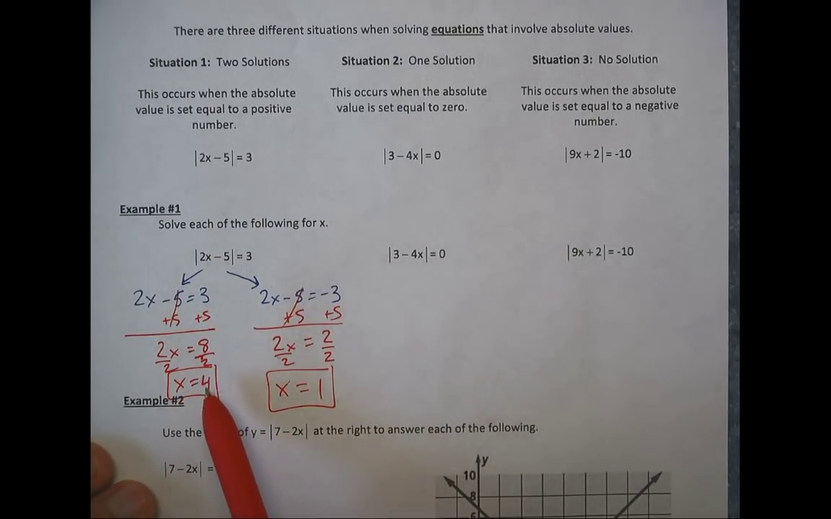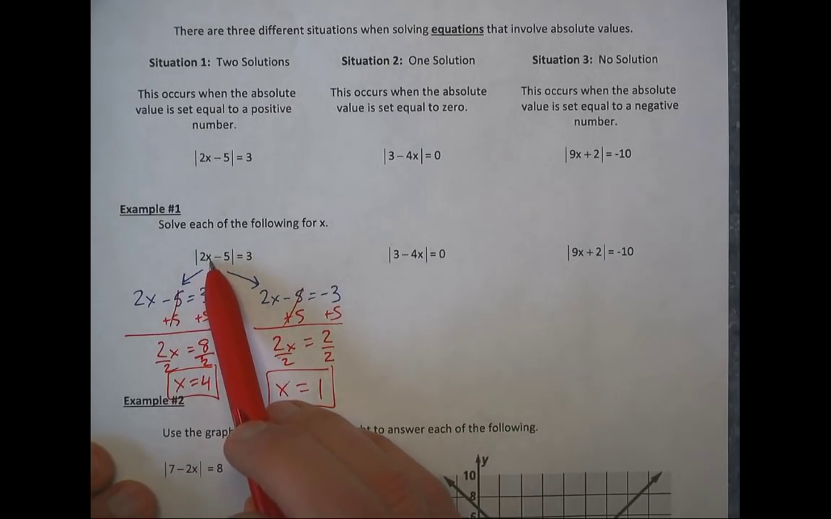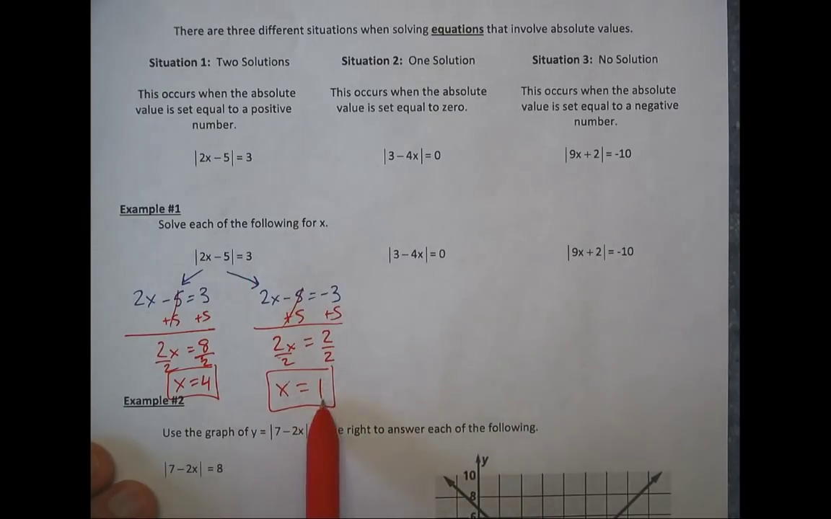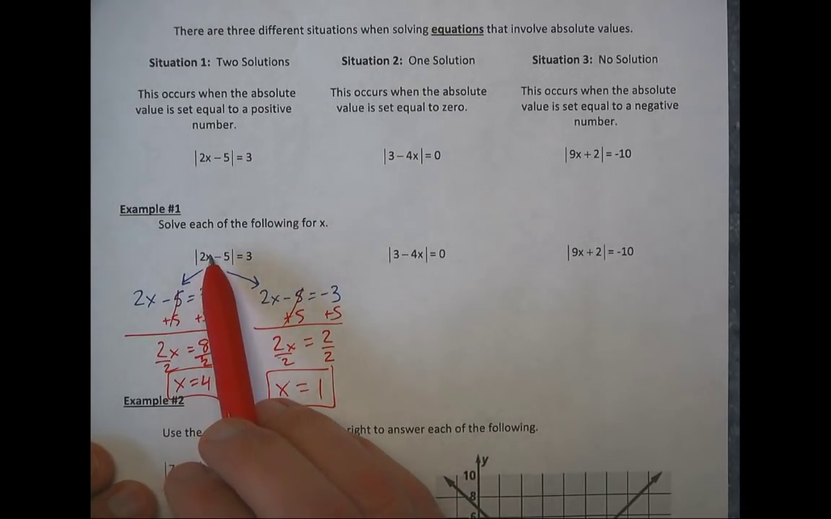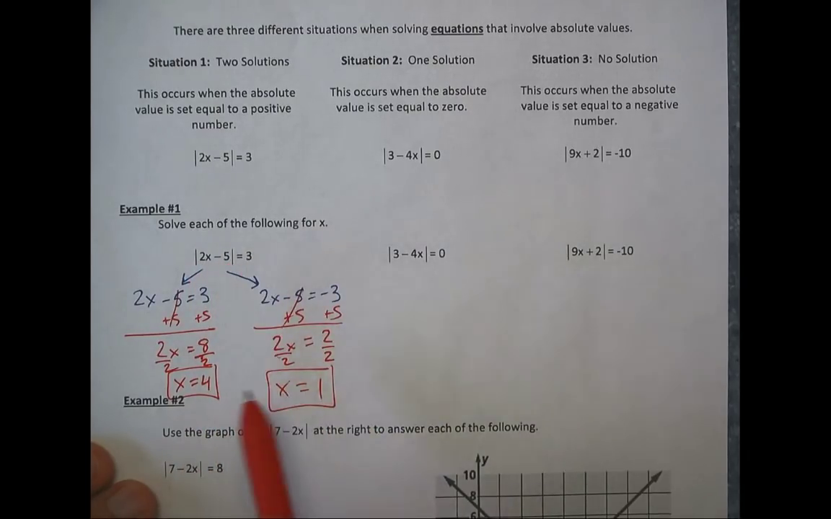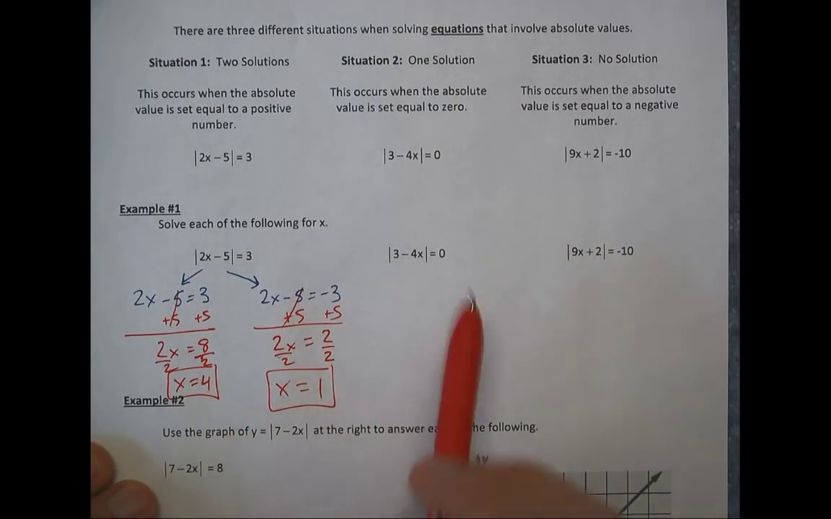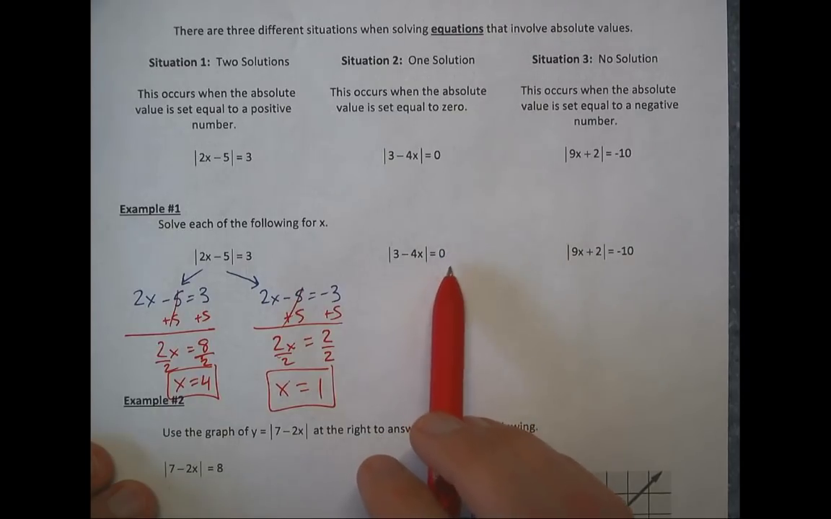And just take a look. If you plugged in 4, 2 times 4 is 8, 8 minus 5 is 3, and the absolute value of 3 is 3. If I plugged in 1, 2 times 1 is 2, minus 5 is negative 3, and the absolute value of negative 3 is 3. So 2 possible answers. Now, if it's equal to 0, there's only one possible answer.